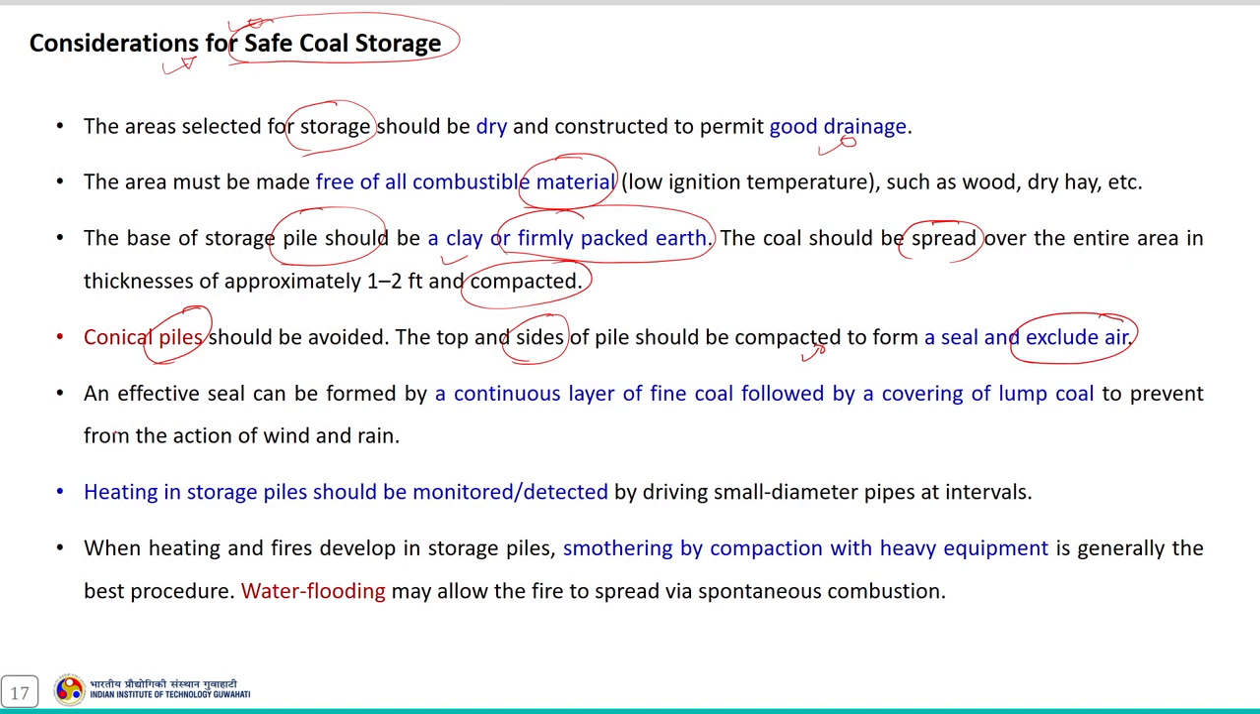And to exclude this air, an effective seal can be formed by a continuous layer of fine coal followed by a covering of the lump coal to protect from the action of wind and rain. And the heating in these storage piles should be monitored and detected by driving small diameter pipes at intervals. And when heating and firing develop in the storage piles, then smothering by compaction with heavy equipment is generally the best procedure, as water flooding may allow the fire to spread via spontaneous combustion. So these are some of the points which need to be taken into consideration for safe coal storage.